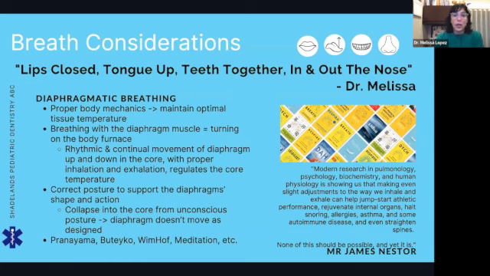There are many traditions, including yoga, which I studied, and meditation and mindfulness, and a lot of different breathing techniques that address this. And I kind of took the TBI metric and changed it a little bit. And I like to say lips closed, tongue up, teeth together, in and out the nose. So it's important to have your teeth together as well to promote the growth in the correct manner.